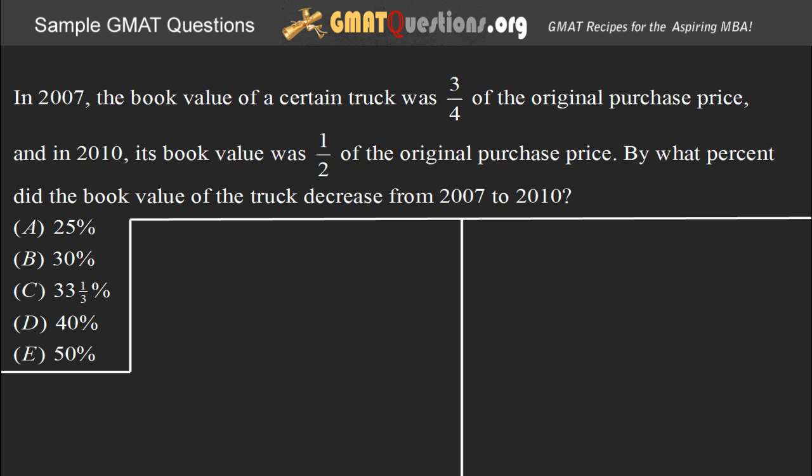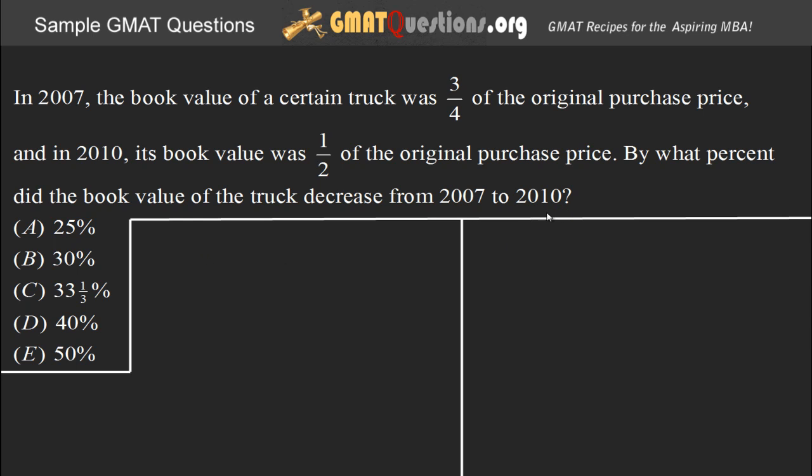Hi, this is a GMAT question from gmatquestions.org. Let's read the question. In 2007, the book value of a certain truck was 3/4 of the original purchase price. In 2010, its book value was 1/2 of the original purchase price. By what percent did the book value of the truck decrease from 2007 to 2010?